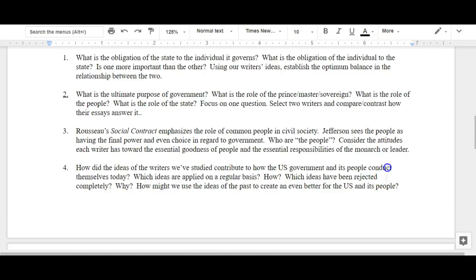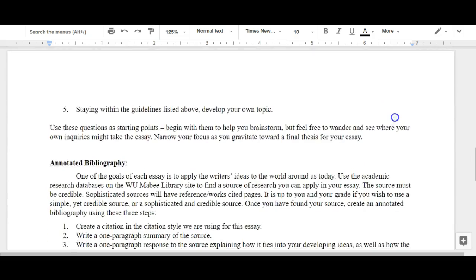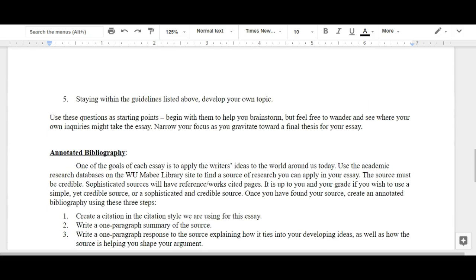Option number 5, staying within these guidelines, develop your own topic. So these are just starting points. Begin with them to help you brainstorm, but feel free to wander and see where your own inquiries might take the essay. Narrow your focus as you gravitate toward a final thesis for your essay. Remember, it is going to be an argumentative thesis.